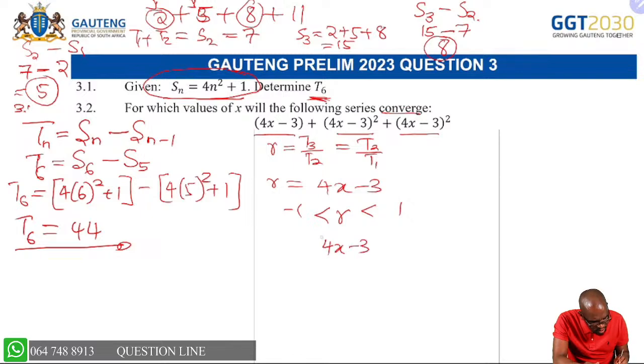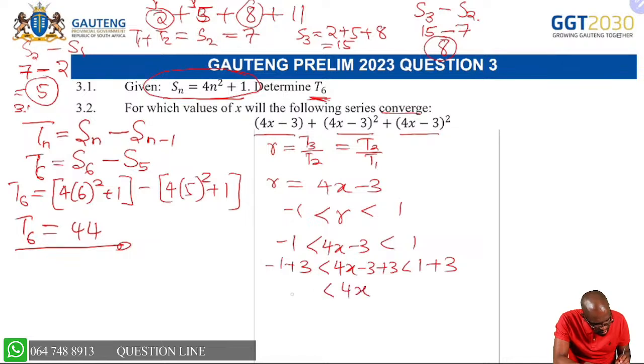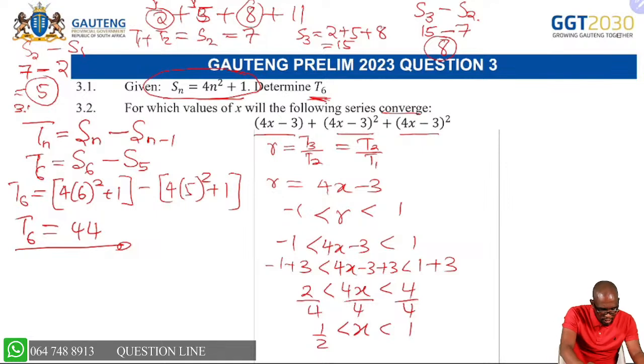That's 4x minus 3 is trapped between -1 and 1. Now, if you simplify this, you can add 3 across: 4x minus 3 plus 3 is less than 1 plus 3. So you add 3 across, and you get that 4x is trapped between 2 and 4. If we divide by 4 uniformly throughout, we get that x would be trapped between half and 1. So these are the values of x for which the series would then converge.